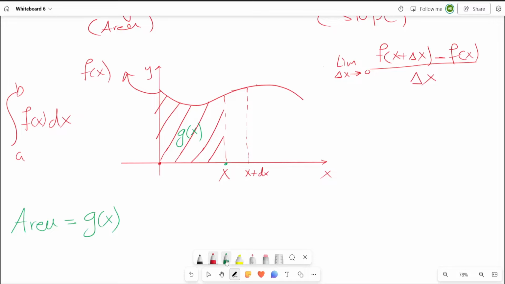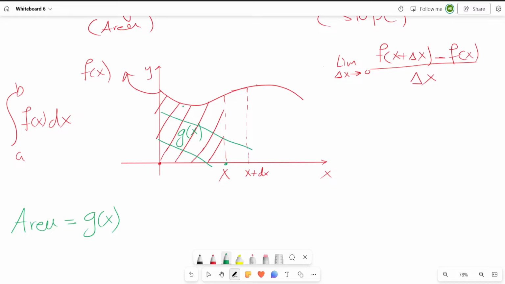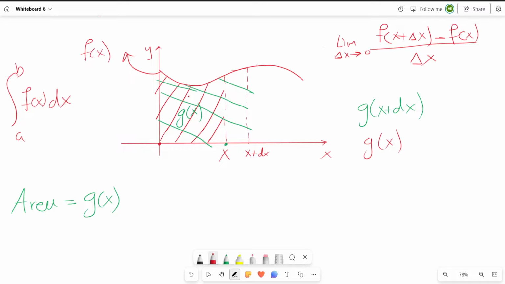So the area under the curve until x plus dx is going to be this green area over here, all of this part, right? So this is the green area. Okay, so this green area is g of x plus dx, and the red area is g of x. Let's say I want to take the difference between these two. So basically the green area minus the red area: g of x plus dx minus g of x.